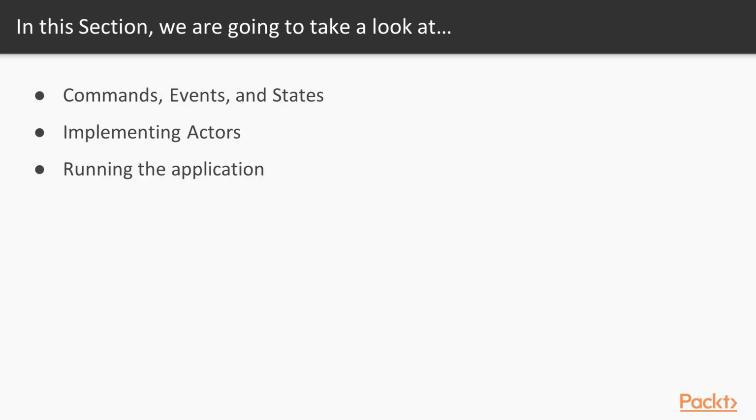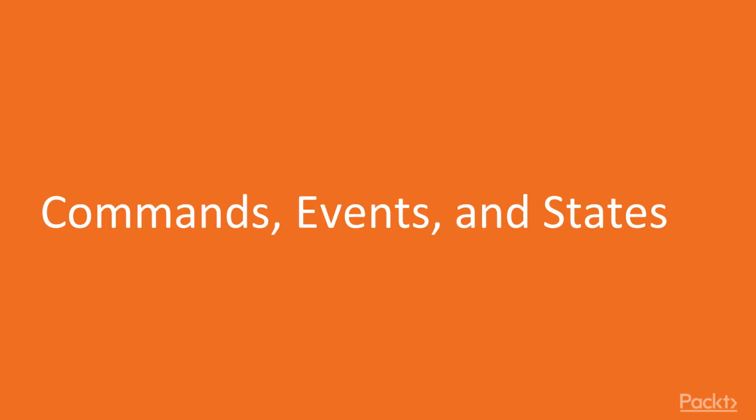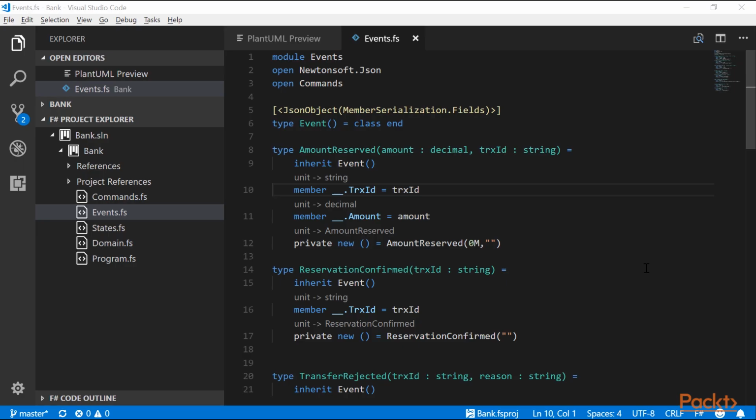Let's review what we will learn. In this section, we will implement our banking application. We will first look at commands, events, and states. Then, we will see how to implement our actors. And finally, we will run our application. Let's start with commands, events, and states.